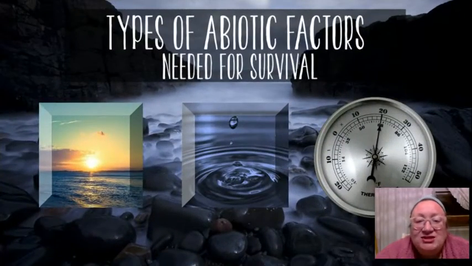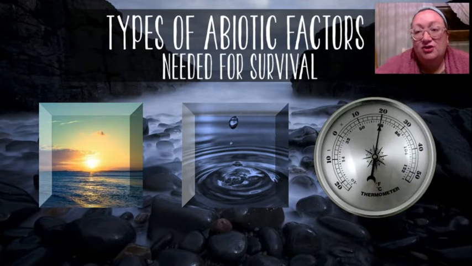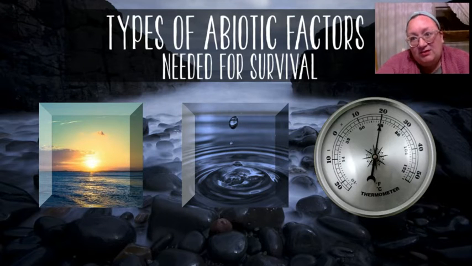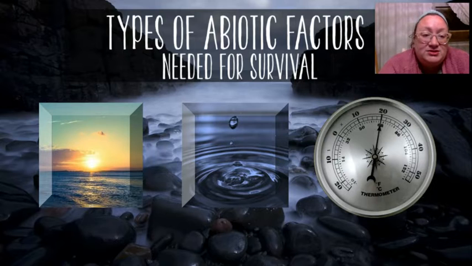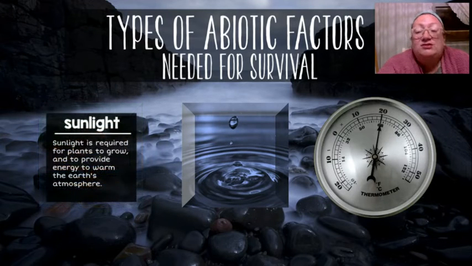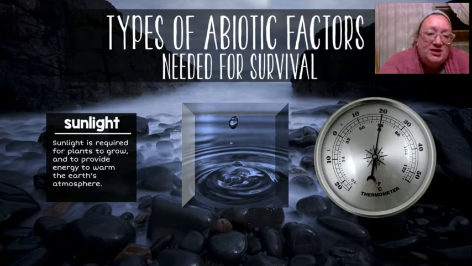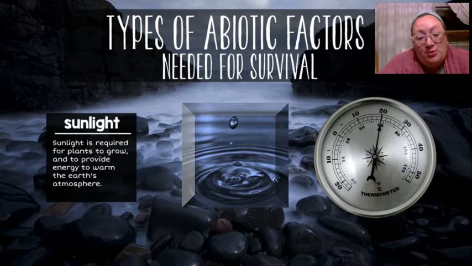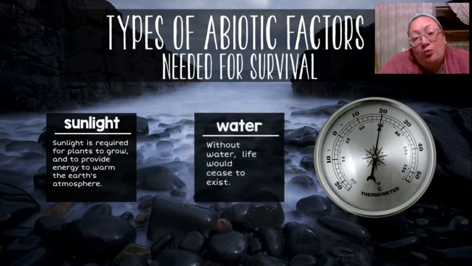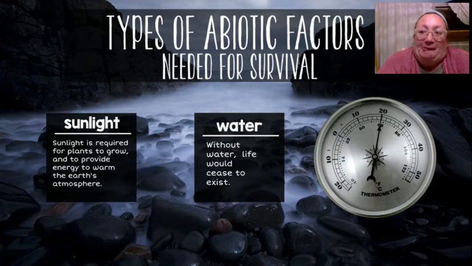All right, so let's talk about the types of abiotic factors that are needed for survival. There are many things that are abiotic that work in an ecosystem. Just a couple examples here. We have sunlight. Sunlight is very important. It's required for plants to grow and it provides warmth to our atmosphere. Super important. We also have water. Without water, life would cease to exist. Just ask my plants. Sorry to all my wonderful plants out there.